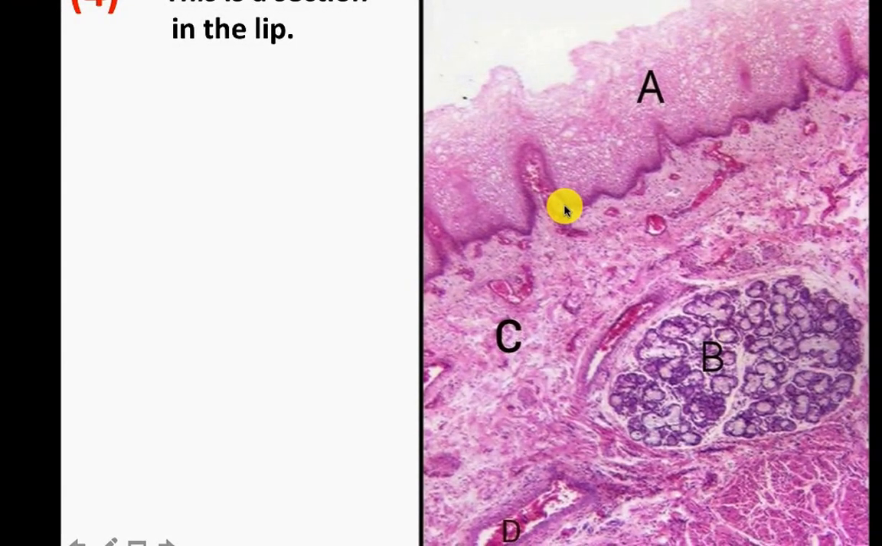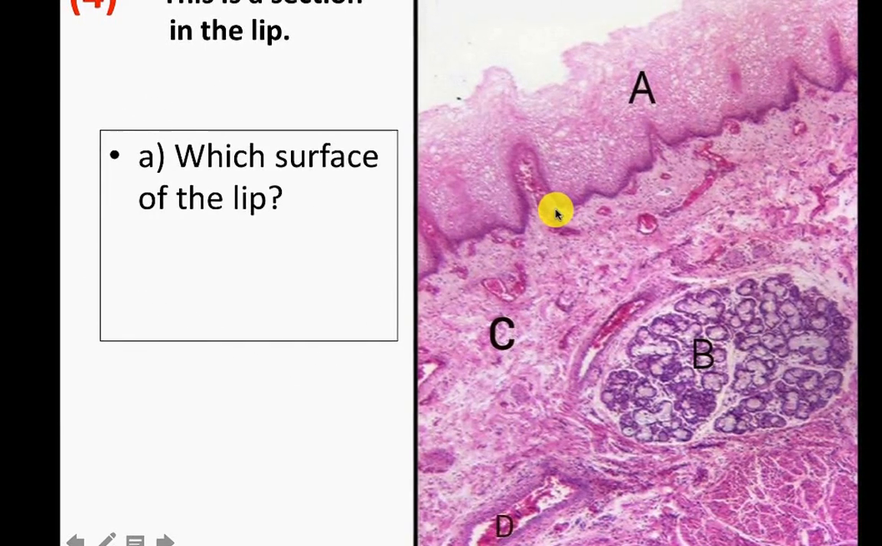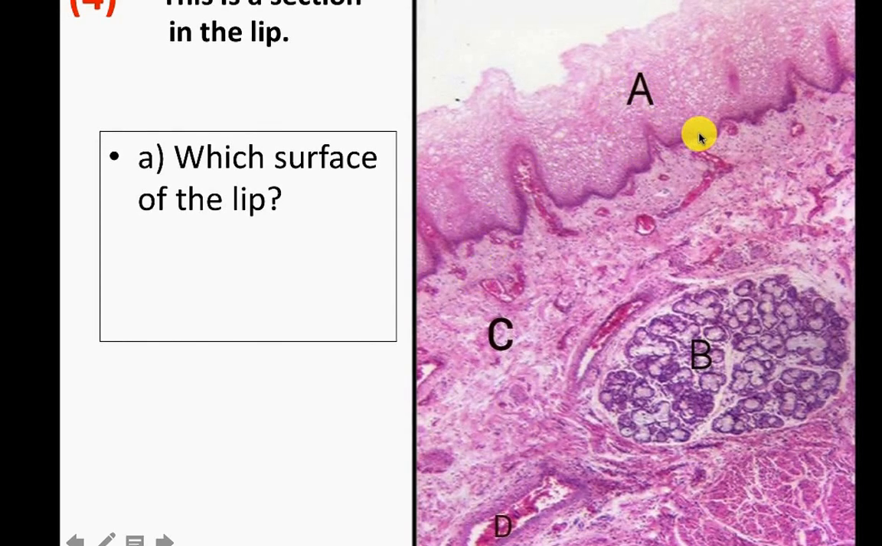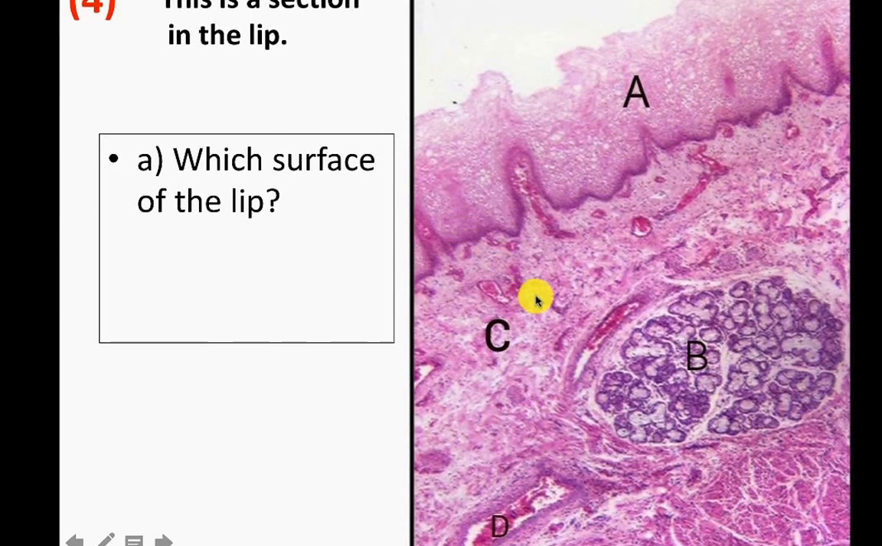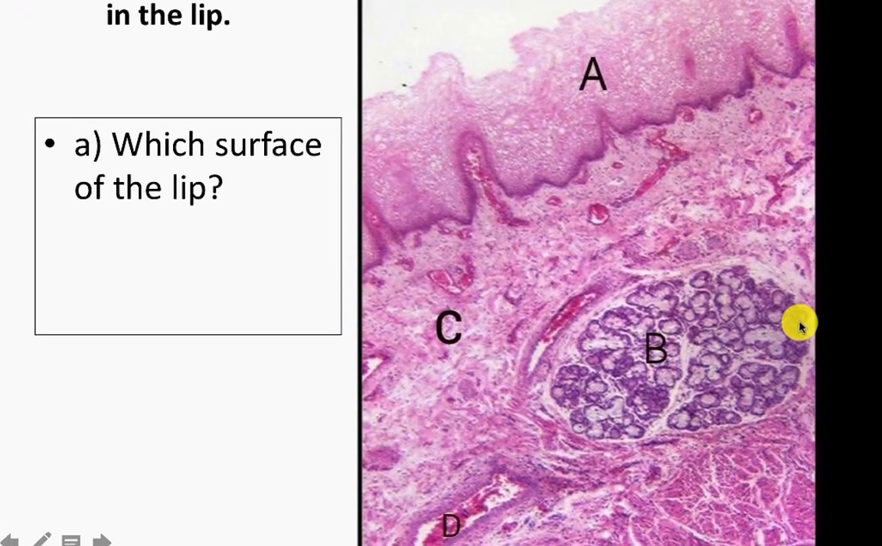This is a section in the lip. Which surface of the lip? A, this surface, of course, is the mucous membrane. How? Because here we don't have hair follicles, and we have the labial glands mainly formed of mucus acini, with very limited serous acini, but mainly mucus acini. These are blood vessels, not hair follicles. So this is the mucous membrane surface of the lip.